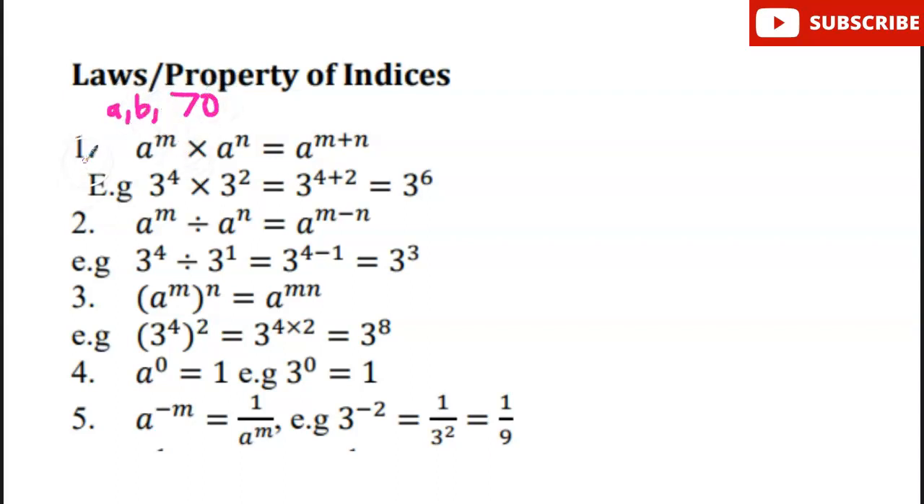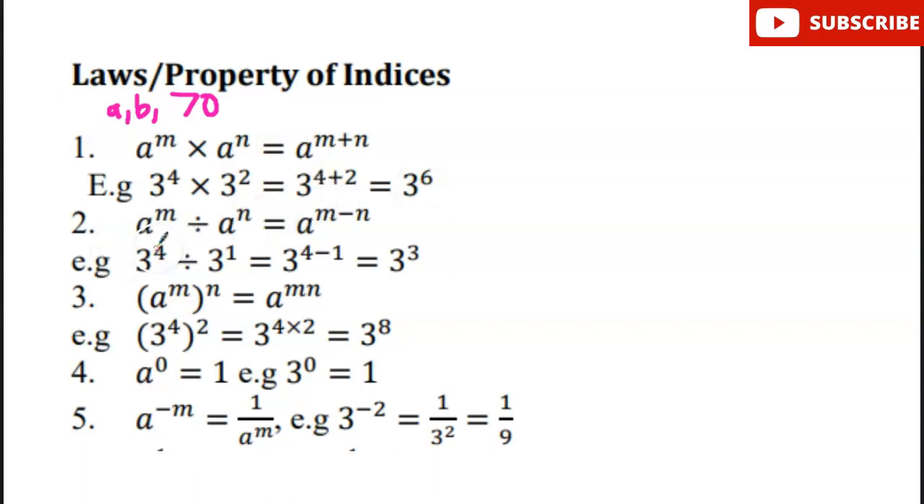Let's look at the first law. A to the power m times A to the power n. The bases must be the same. So if the bases are the same, when 2 indices are multiplied, you add the exponents. So A raised to the power m plus n. Example, 3 to the power 4 times 3 to the power 2. We first check the bases. 3, 3. So all that we need to do is to add the exponents. So 3 to the power 4 plus 2, which is 3 to the power 6.